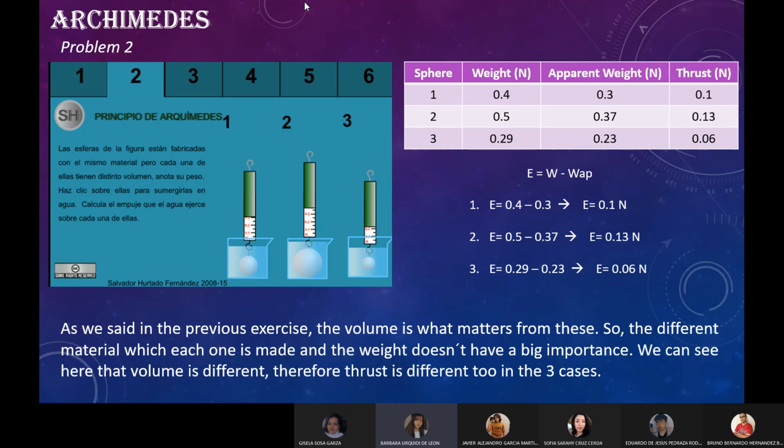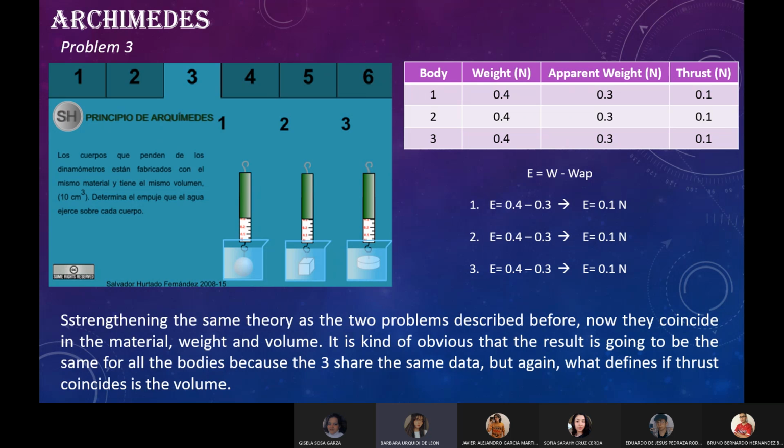So in conclusion, from this problem, as we said in the previous exercise, the volume is what matters. So the different material each one is made of and the weight doesn't have a big importance. We can see here the volume is different, therefore thrust is different in the three cases.